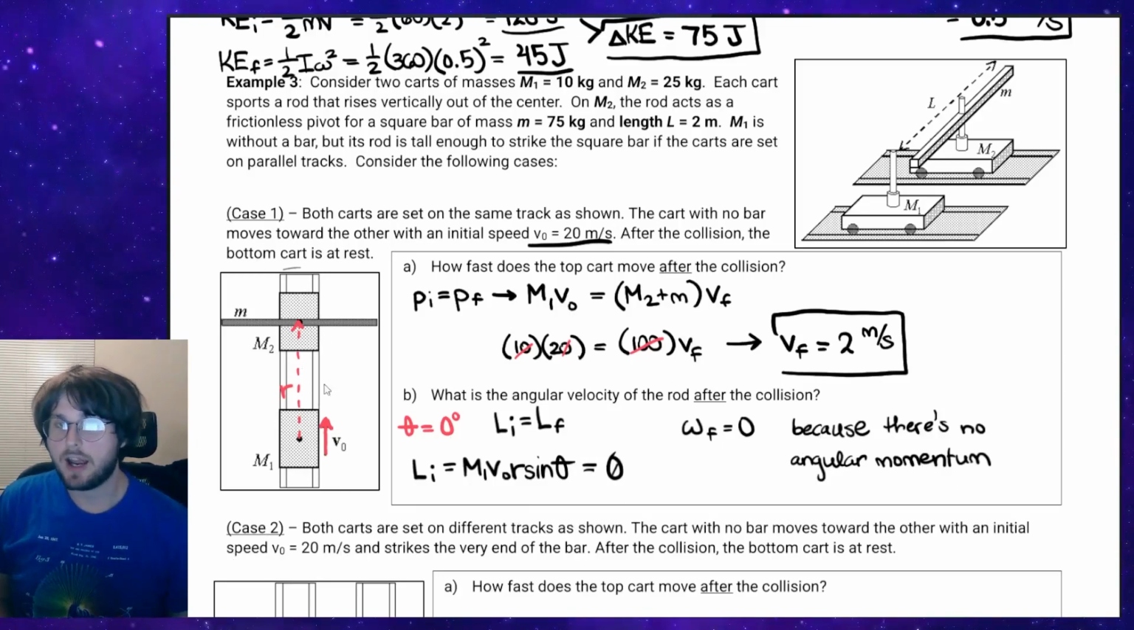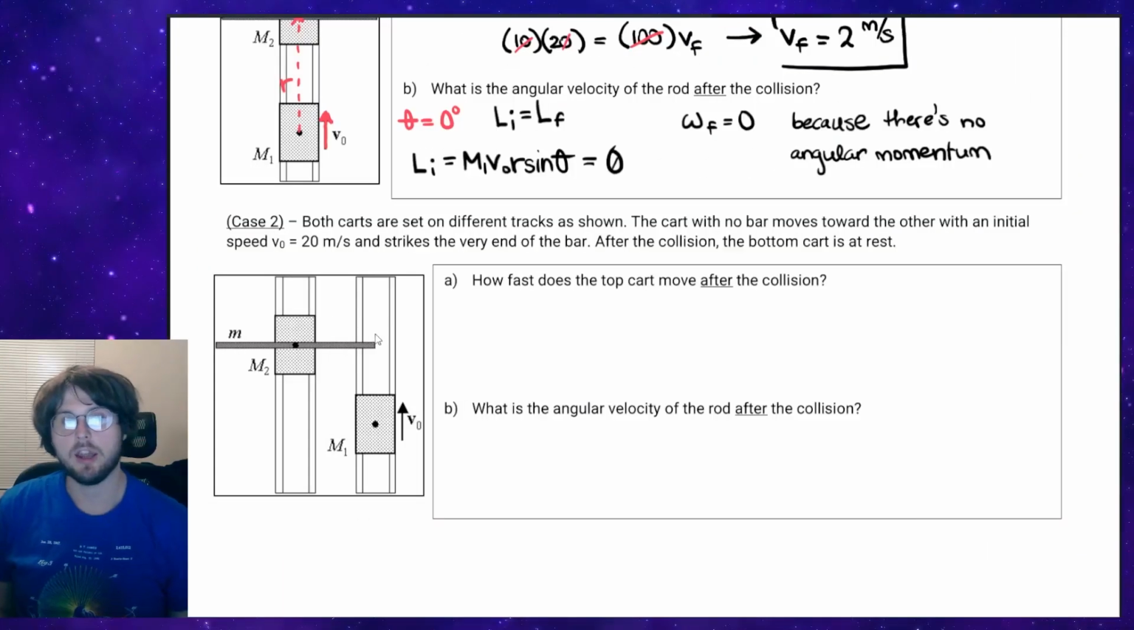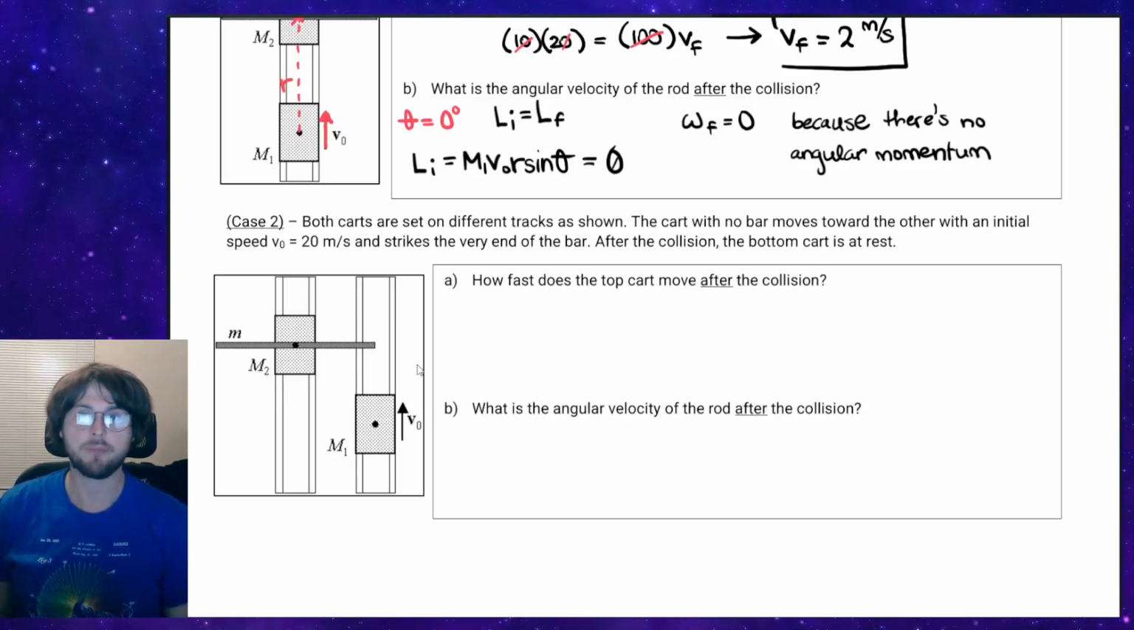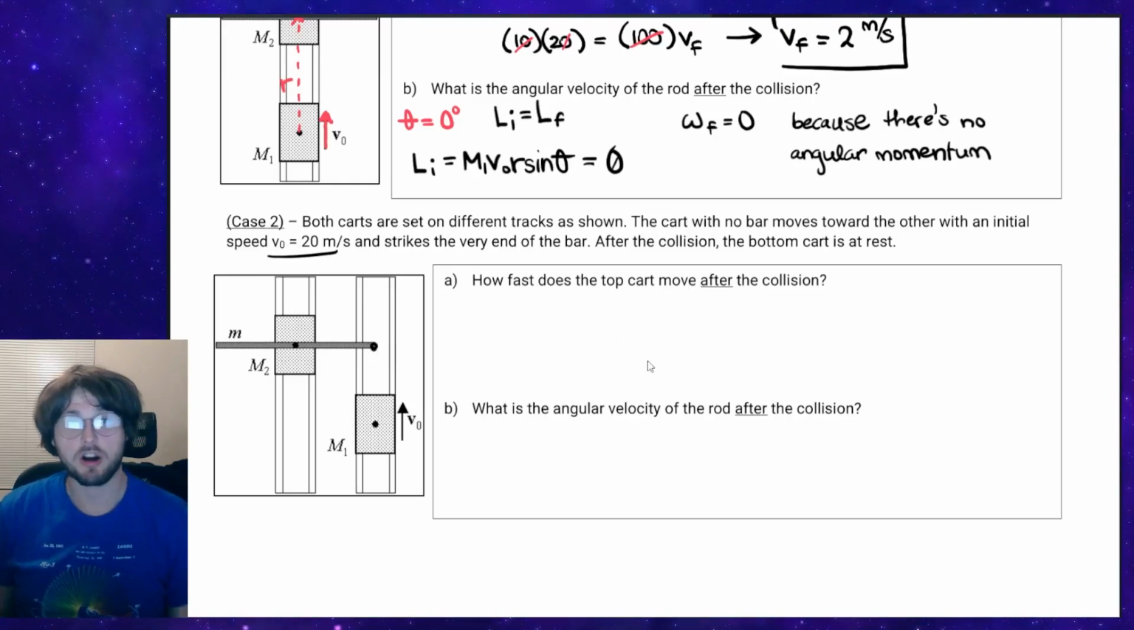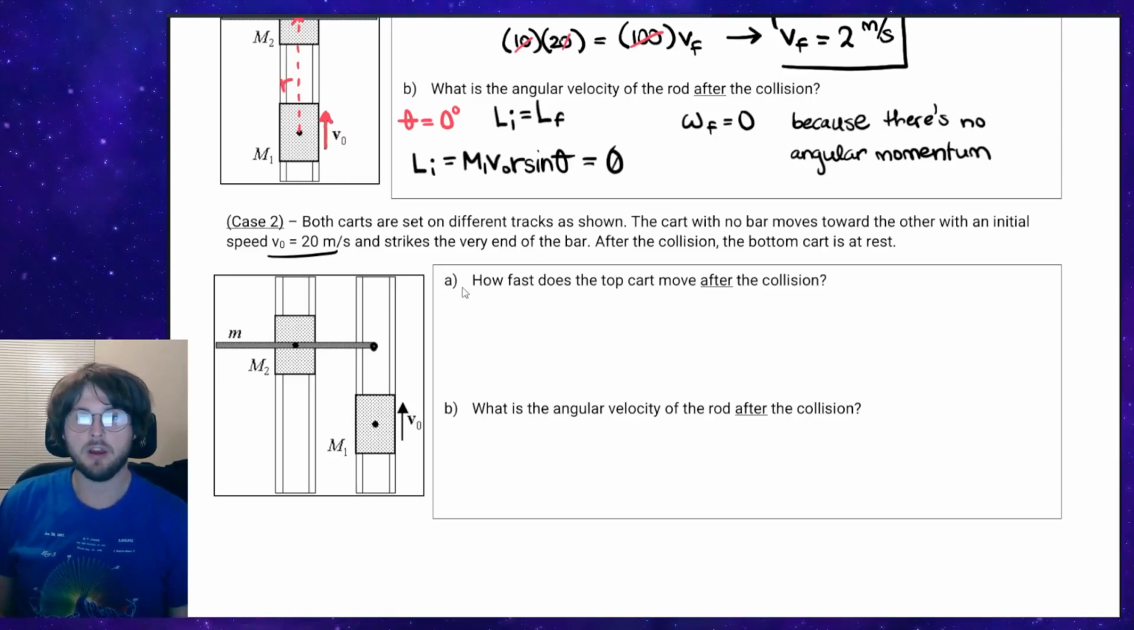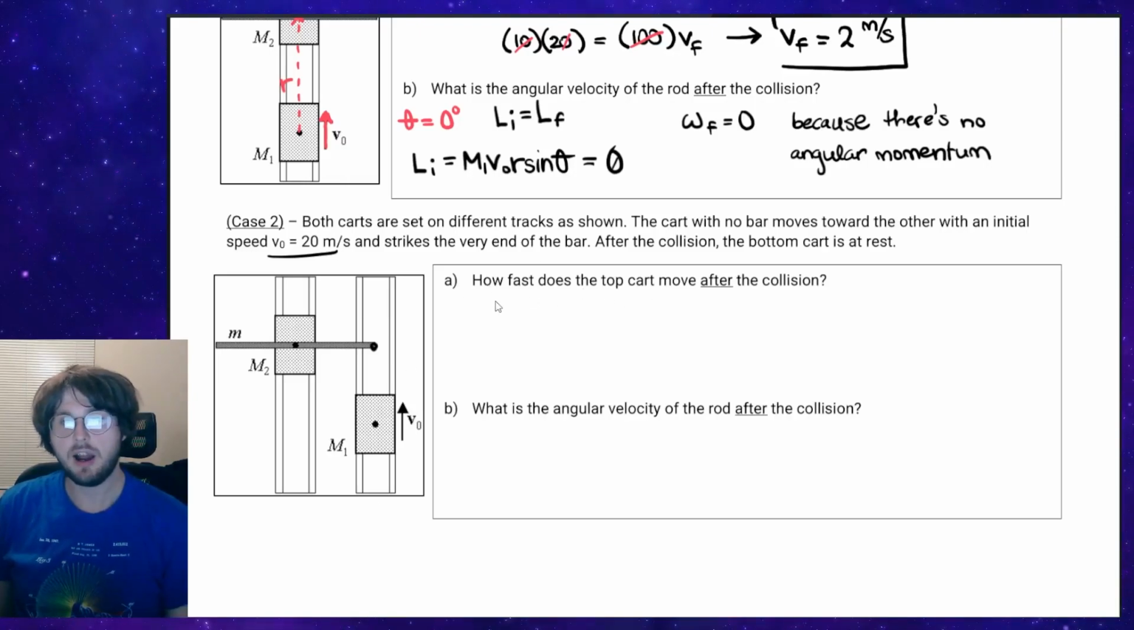Really, just from looking at this, if you had any experience with something like this in the past, it sort of makes sense. And finally, case 2 is where things get interesting. Now the carts are put onto parallel tracks as opposed to the same track, and the cart with no bar moves toward the other with an initial speed again of 20 meters per second and strikes the very end of the bar right here. After the collision, again, the bottom cart is at rest. So part A is asking us now to figure out how fast the top cart moves after the collision.